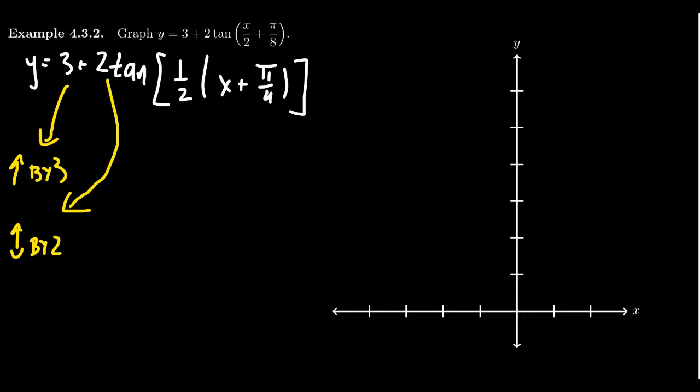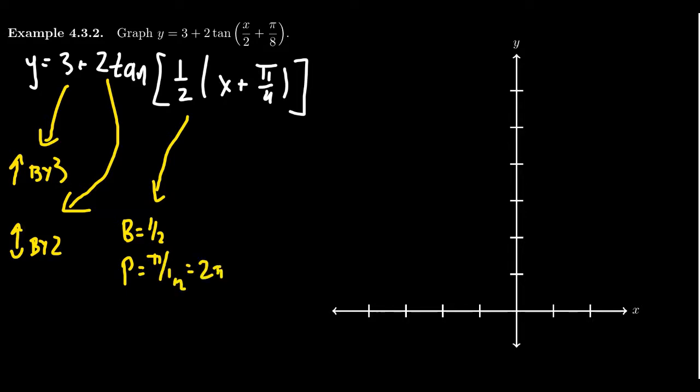This 1/2 right here, what does it do? It's going to affect the period, right? So if b is equal to this 1/2, we see the period is going to equal pi over 1/2. That is to say 2 pi. So we actually elongated the graph. A 1/2 in there is actually doing a horizontal stretch. And then what is this pi fourths right here? This is going to be a shift to the left by pi fourths, like so. And so let's keep track of these things.